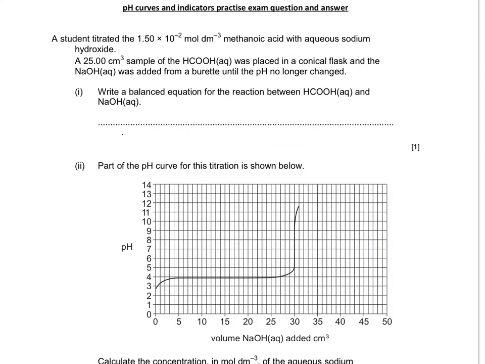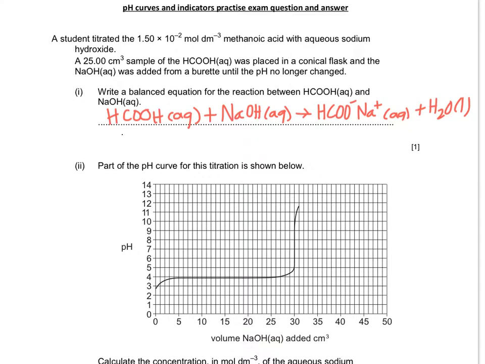So let's have a look at an exam question that involves using a pH curve and also involves choosing an indicator. It talks about a titration between methanoic acid and aqueous sodium hydroxide. It's obviously a weak acid strong base titration, and asks you to write a balanced equation for the reaction between methanoic acid and sodium hydroxide. So that gives us something like this.